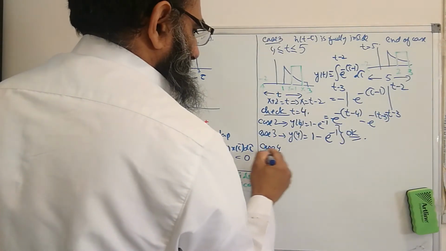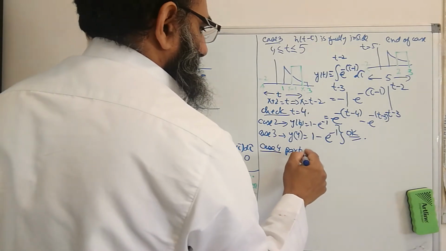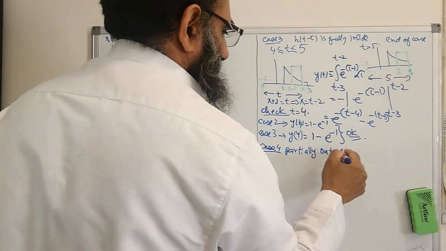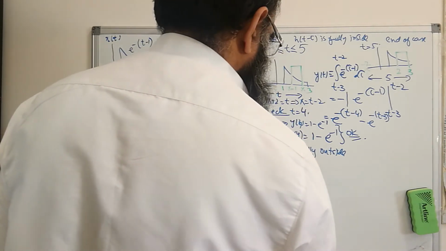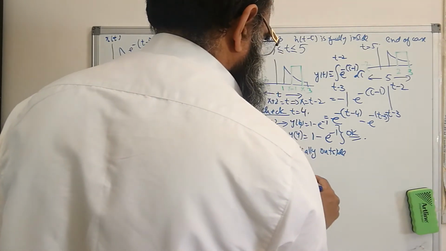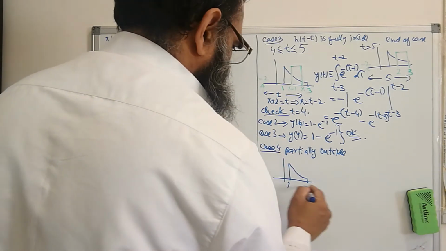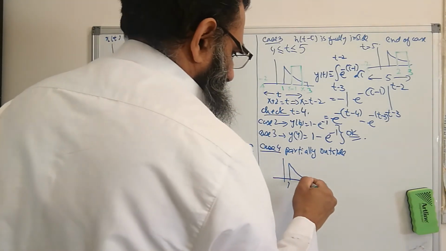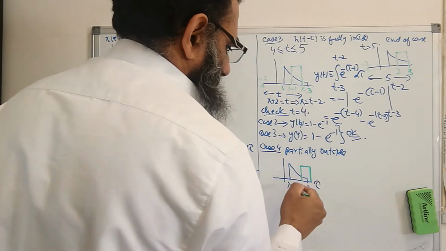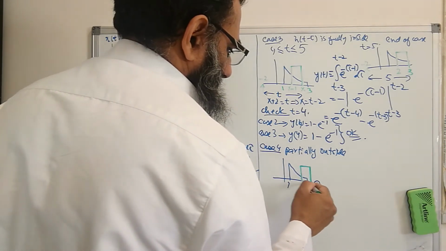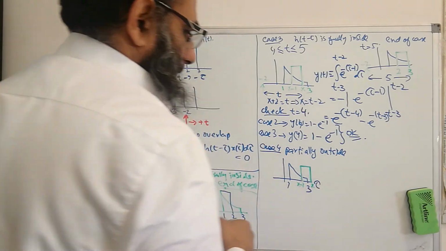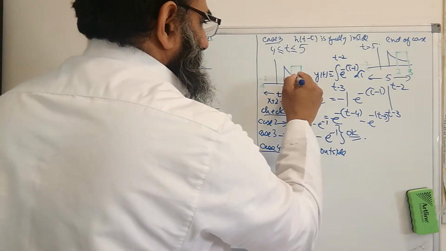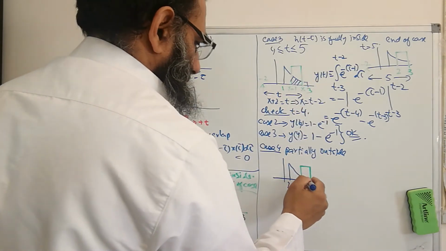Now I move outside, so it will be partially outside. That will be my case number 4, and that will be this case. This is 1, 2, 3, this is the tau axis, and my h of t minus tau is now outside, so this is my x and this is x minus 1.